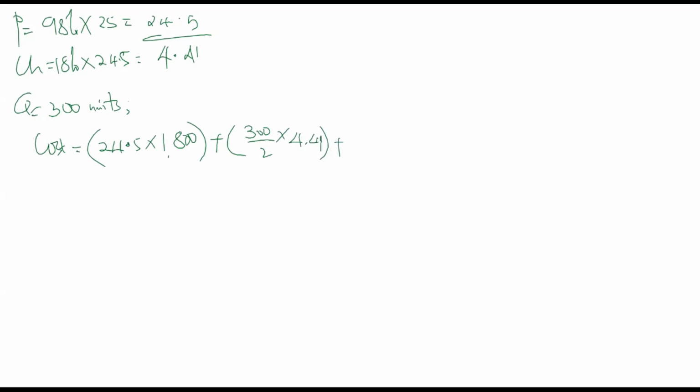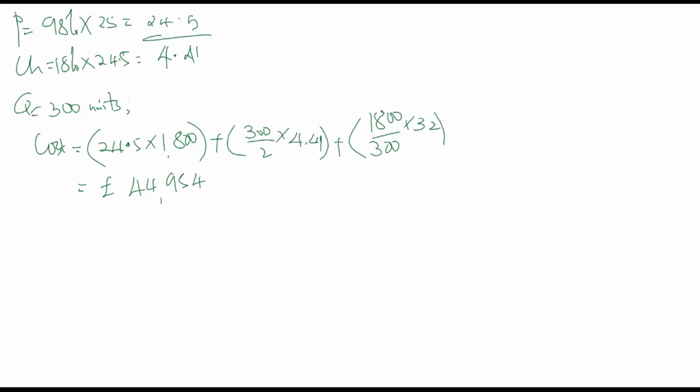Plus the number of orders per year, which is equal to 1800 divided by 300. For the number of orders we make per year, we multiply by the cost per order, which remains at 2 pounds. The cost in case we order 300, you get 44,954. Yes. 44,954 pounds becomes therefore the total cost in case we were to reorder 300.